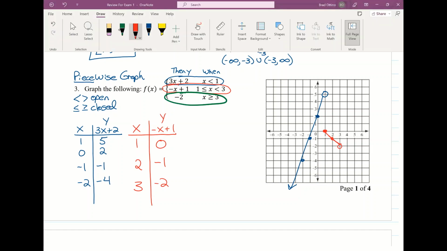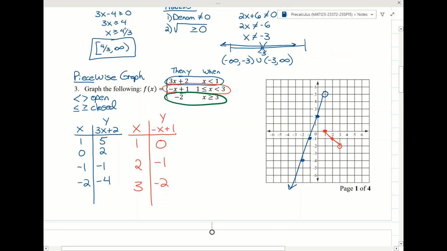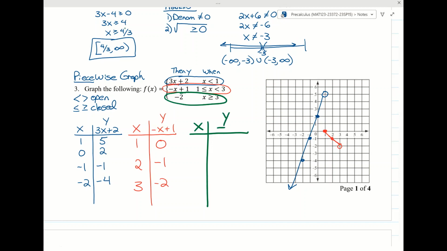And then we're going to do that last one. I'm going to pick x values that are greater than 3. And the y value is just -2 for those. So we'll start at 3, 4, 5, and we're going to have a y value of -2. So 3, -2 is right here. I'm going to put a closed circle there. 4, -2, 5, -2, and that applies for all x's that go beyond that.